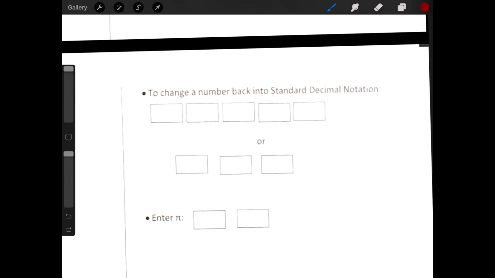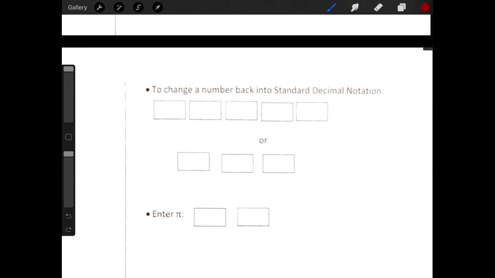To change a number back to standard decimal notation, so standard form, from scientific notation, there's different ways to do it. So let's actually do not standard form, let's actually do scientific form. So we will have that number that you have, second, a little comma, and then the number of your exponent. And then you will hit enter.